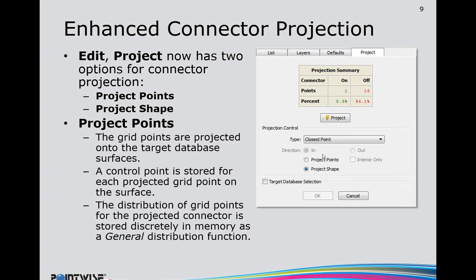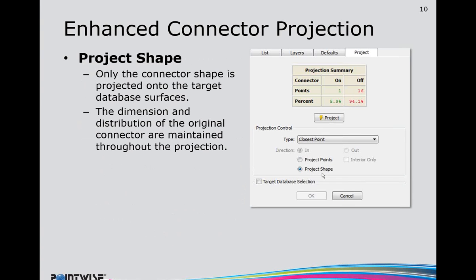So what we've done is we've added two new choices here in the project panel. The first one is called project points, which is the traditional form of projection that we've had in previous versions, which does result in type general distributions. So the points of the connector are projected. The second option is the project shape choice. This one basically goes in and only updates and projects the shape of the connector onto the database surface or surfaces. It does maintain the original connector point distribution and spacing constraints that you had on the original throughout the projection process. And we're probably going to find that this is going to be the default use for most of our customers in the future.